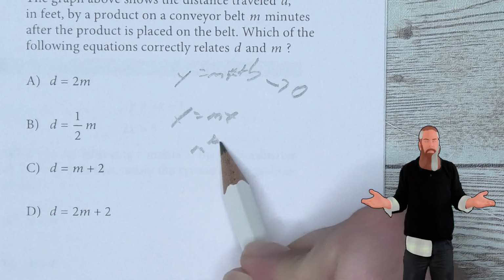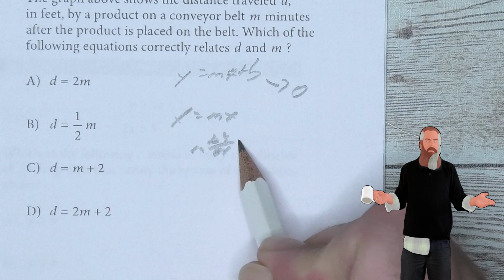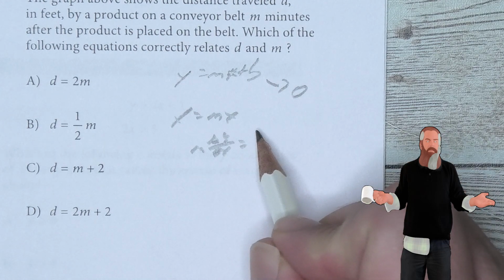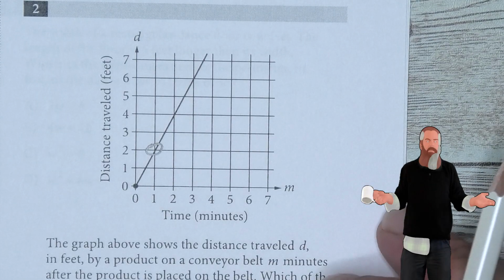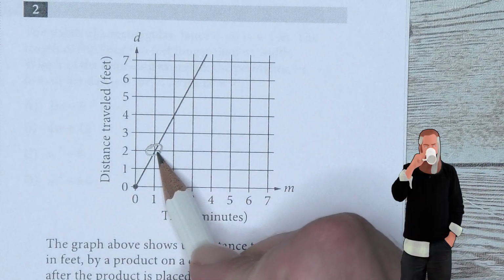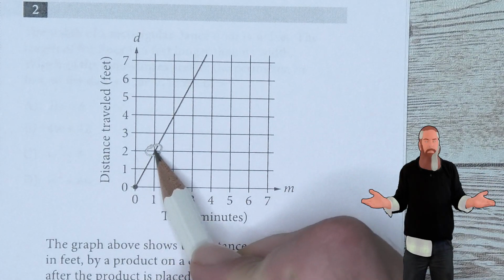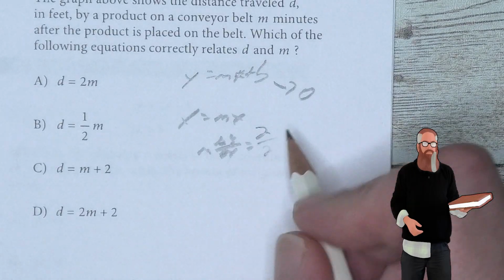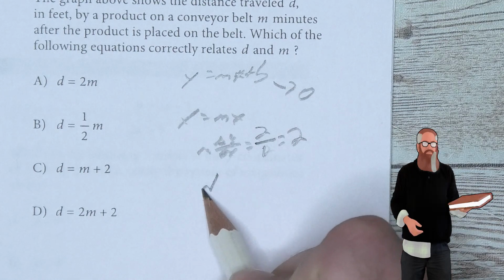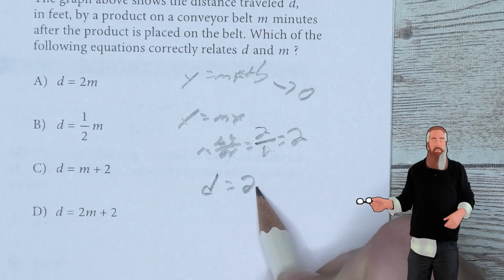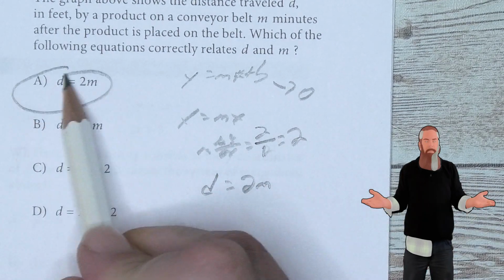So really I only have y is equal to mx. Now m being the change in y over the change in x. In order to find the slope, I'm going to look at this point right here, saying the change in y over change in x. This means that I'm going to wind up with a 2 over 1, or a slope of 2, meaning I have D is equal to 2m, which is A.